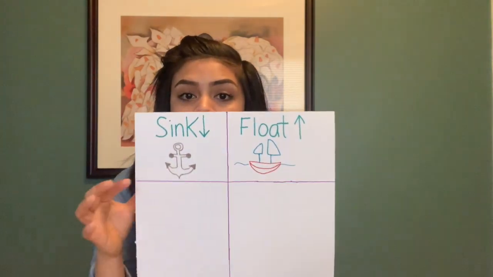So all you'll need is paper, something to write with, a bowl of water. I'm going to use this small bowl. You can use a bowl, a bucket, your bathtub, anything that you want that you can put water in, but I'm going to use a bowl. And then I found 10 objects that fit into my bowl to see whether they sink or float.